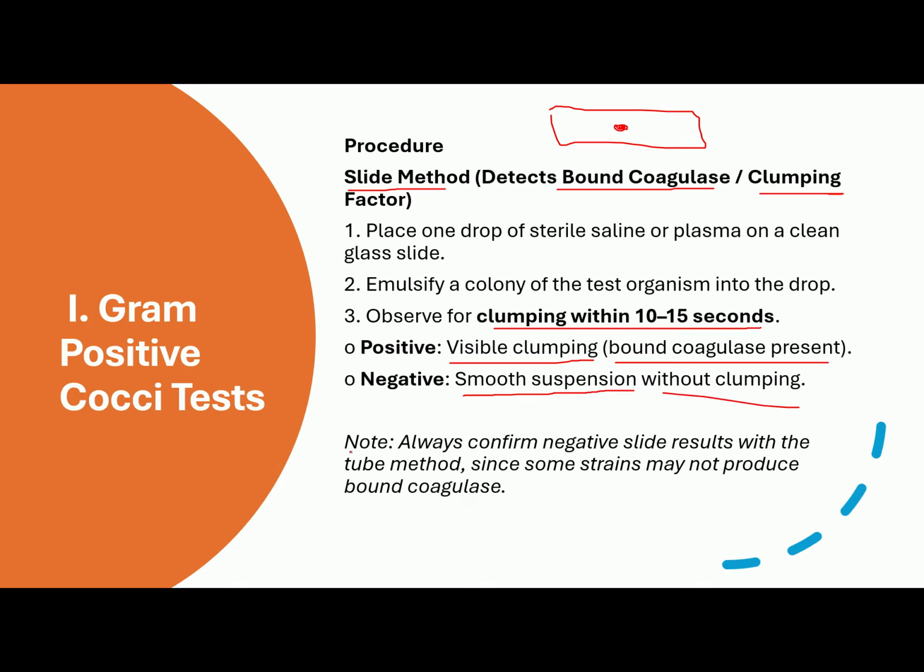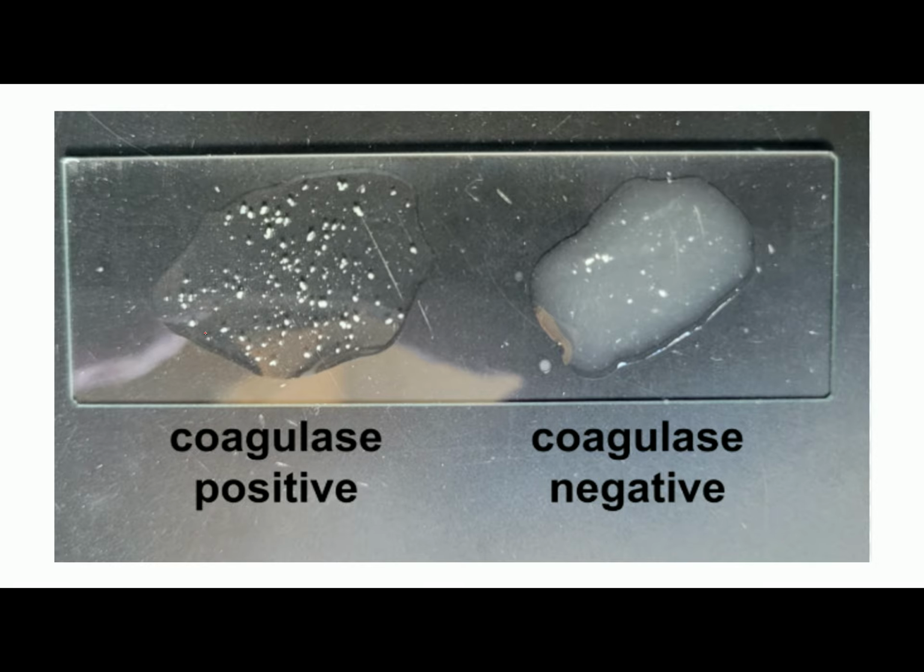Now here's a note, class. In instances where the coagulase slide test is negative, you need to do a confirmatory test. So let's say you had a negative result with your slide method. You need to do a confirmatory tube method since some strains may not produce bound coagulase. So let's go to the tube method. So here's the appearance, class, of your coagulase positive.